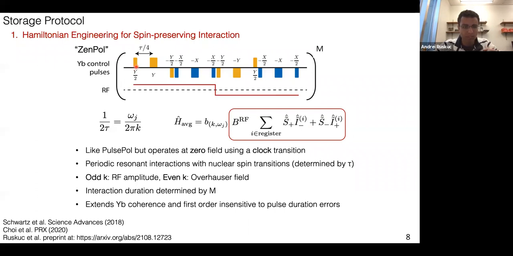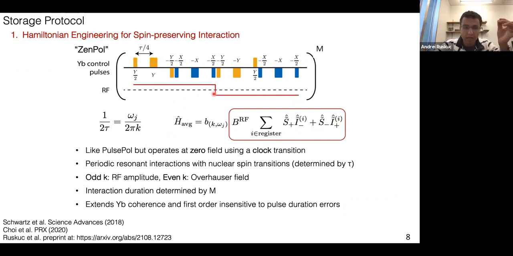This sequence, to give a bit more detail, consists of equidistant pi and pi on 2 pulses separated by a variable wait time, tau on 4, combined with a synchronously applied square wave RF magnetic field. When the sequence period is synchronized with the precession frequency of these vanadium spins, omega j, according to this resonance condition, then for odd integer k, the leading order interaction dynamics can be approximated by this time averaged Hamiltonian shown here on the right, which has the desired spin exchange or spin preserving form, with an interaction strength which is dictated by this RF field amplitude.